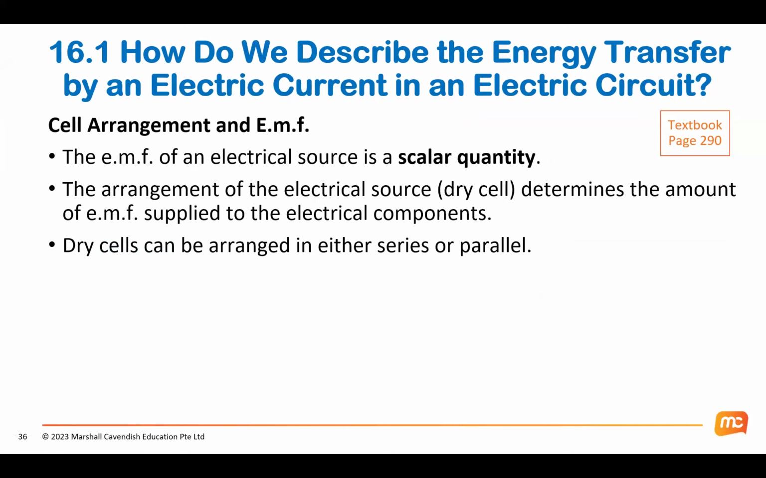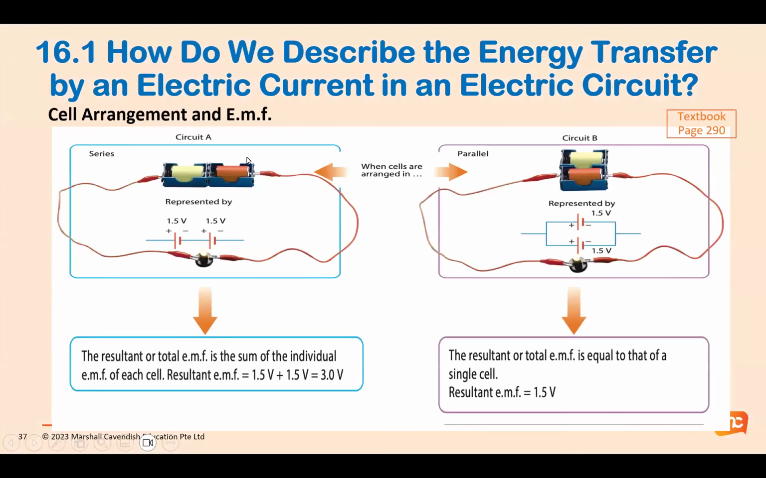Next, cells can be arranged. Your cell is actually your individual so-called battery, okay? But by right in physics terms, a battery means multiple cells together, okay? The EMF of an electrical source depends on the arrangement of the cells, okay? So the cells can be arranged in either series or in parallel, like this.